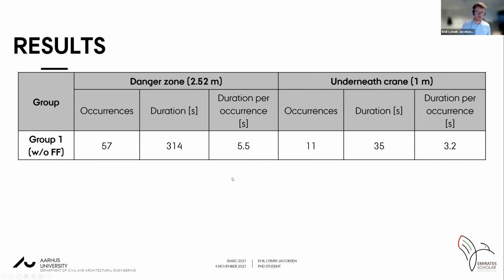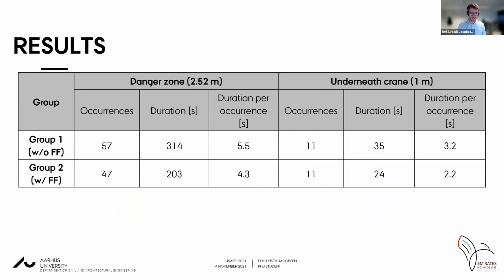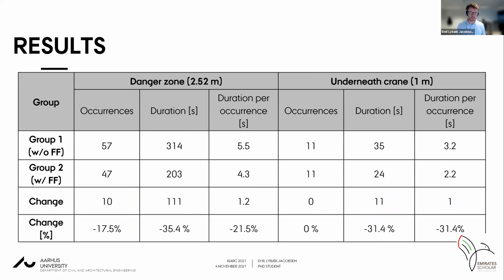So to put this into perspective, we have the 2 groups. We have without haptic feedback, and then we have with haptic feedback below. And what we can see is that if we compare them, we see a very significant change, especially in duration. So how long are they actually within these zones? We see a 35.4% decrease when using haptic feedback in what we call the danger zone, and very similarly, a 31.4% decrease when we look at the underneath crane, so directly underneath the crane.